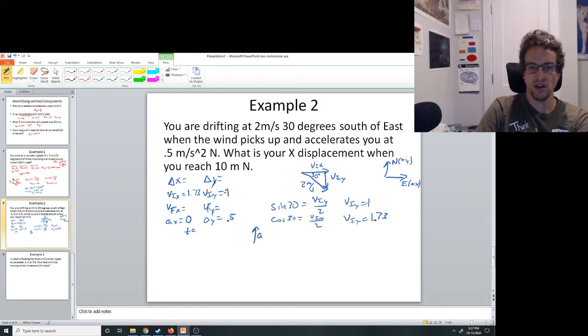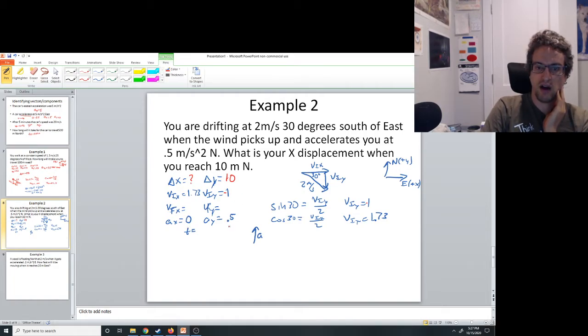Okay? Right? This is 10. So, I want to find what the x displacement is, though. And you'll notice I don't have enough x variables to solve for that. I only have 2. I need at least 3. But I do have 3 y variables. And the nice thing about having 3 y variables is that then I can solve for time. And time is both an x and a y variable. So, I could use the change in y equation, but that's actually going to give me a quadratic, and I don't want to do that.